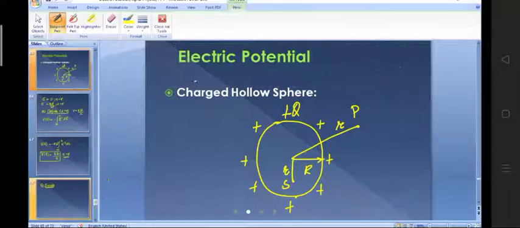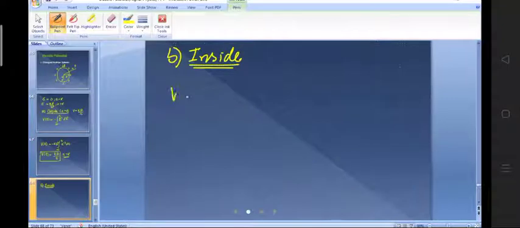So accordingly, I will break the integral. This is what I will write. The electrostatic potential at point R will be equal to simply the same integral here: minus the integral from infinity to point R of E dot dr.